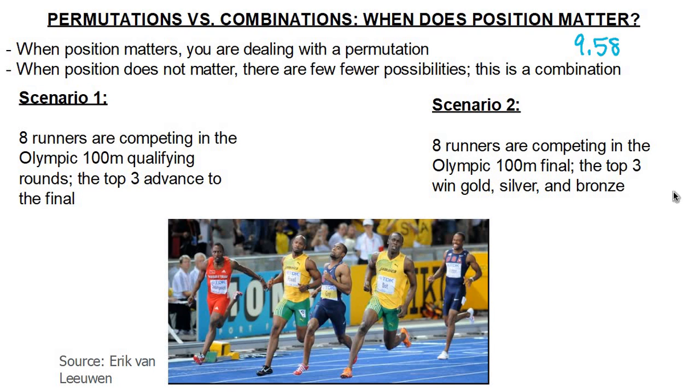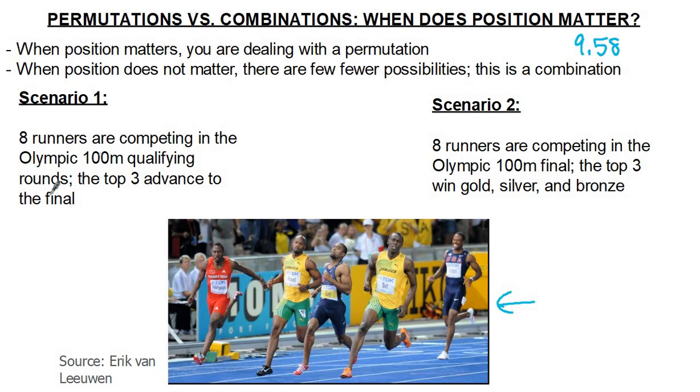But anyway, here are the two scenarios. Scenario number one is 8 people are competing in the Olympic 100-meter qualifying round. If you've ever watched track and field, the Olympics, you know that before the final race, they have some qualifying rounds. Usually you have to come in the top 2 or 3, depending on the race and how many people are competing. As long as you finish in the top 3, you get to compete. It doesn't matter if you finish in third place, you get to go to the final. There's no advantage to finishing first in the qualifying races.